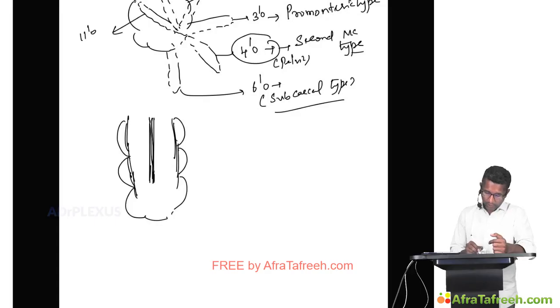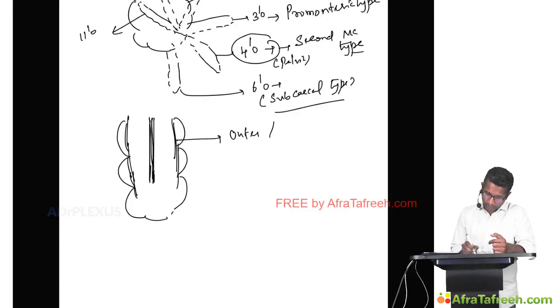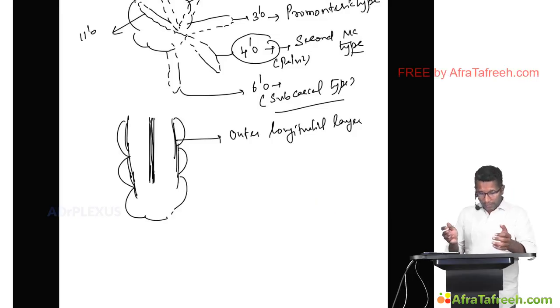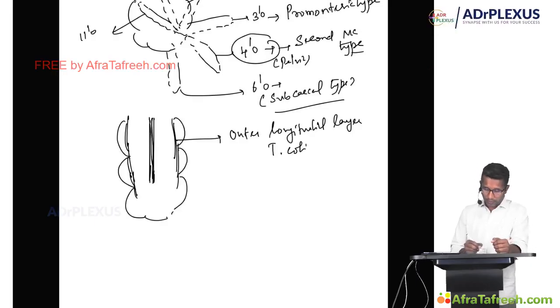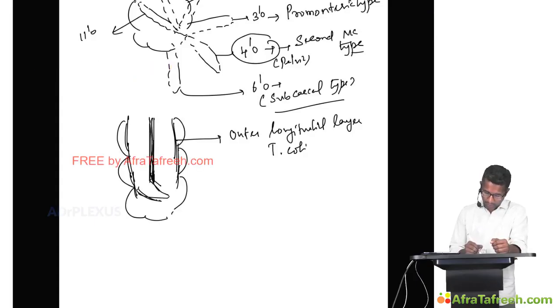The outer longitudinal layer in the large intestine aggregates to form a structure called the tinea coli. They are called tinea coli, and these tinea coli all converge to the base of the appendix. All the tinea coli converge to the base of the appendix.